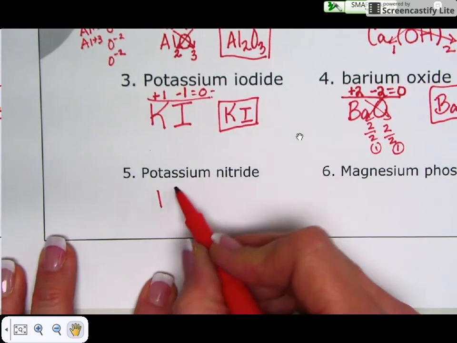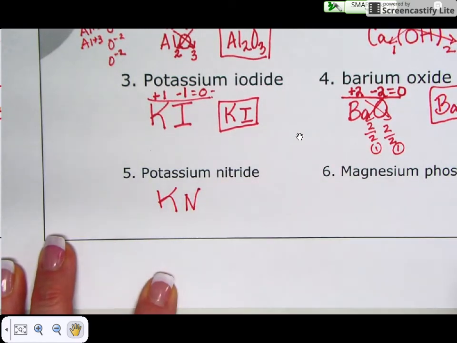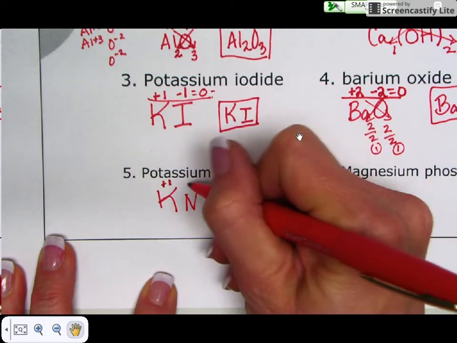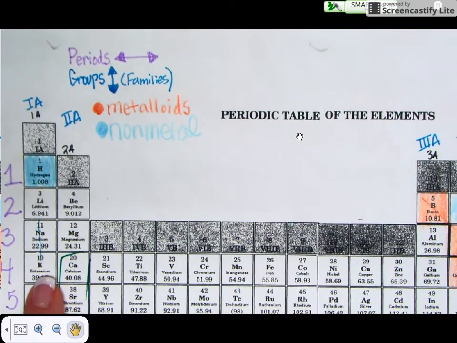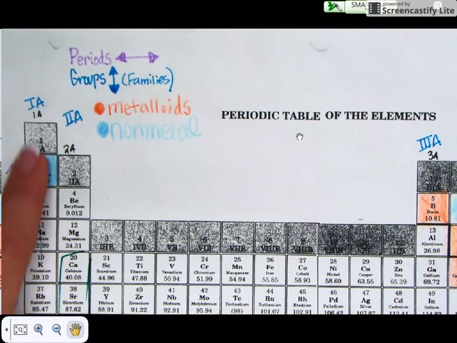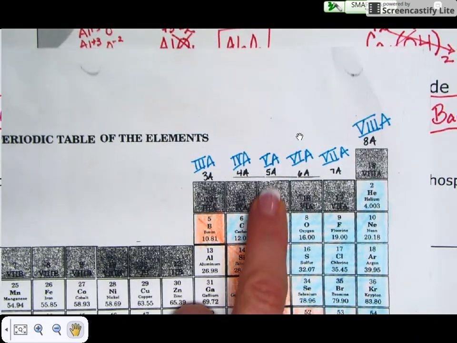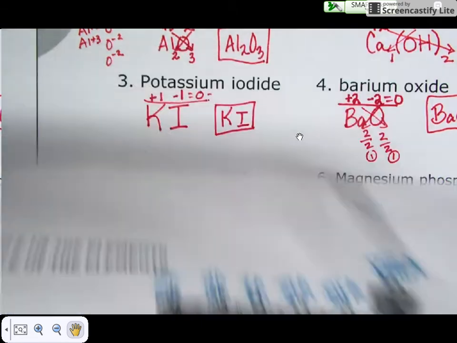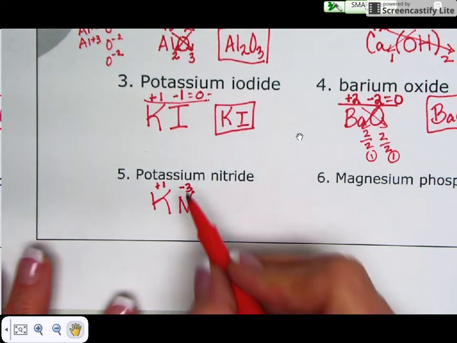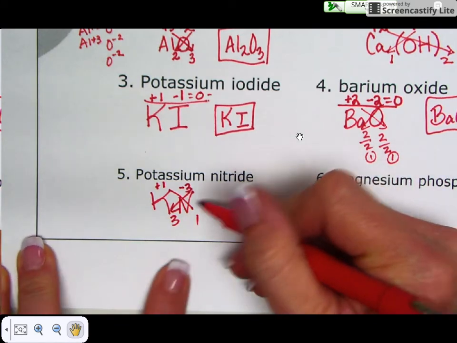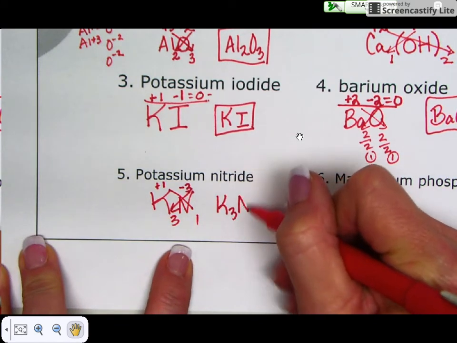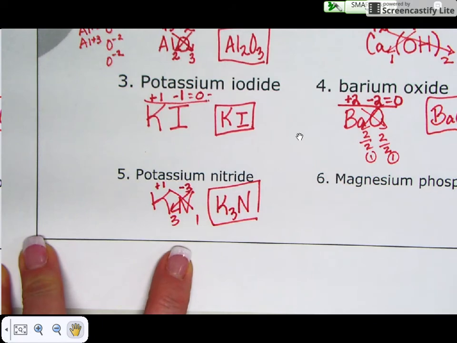Potassium nitride, K and N. Potassium is a +1, nitrogen is a -3. Again, we know that because we look at our periodic table. Potassium is in group 1A, they're all a +1. Nitrogen is in group 5A, they're all a -3 charge. Crisscross your charge values. A 3 comes down and a 1 comes down. So your formula is K3N, and that is your answer.